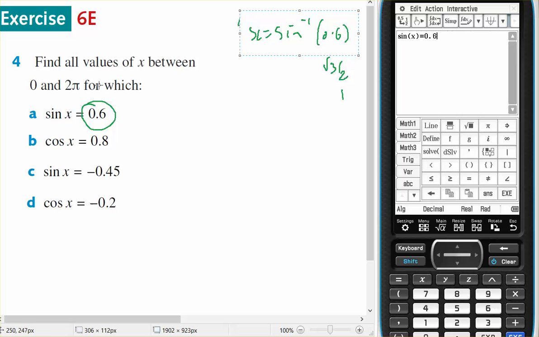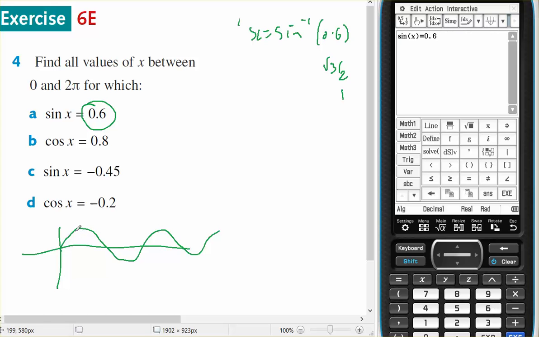Now, there are many answers to this. If I was to draw the sine curve, it's going to equal 0.6 there, and there, and there, and there. And I'm going to have negative answers for x as well. But I only want it from 0 to 2 pi, so I'm going to use my calculator.